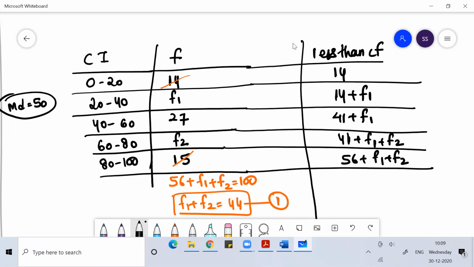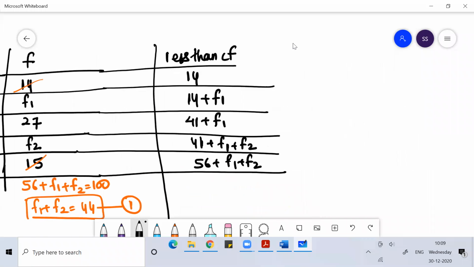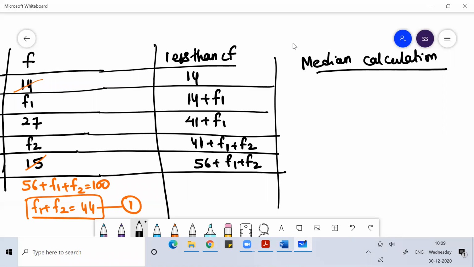Now, how much is your median? The median is 50. So what is the step you need to follow for the median calculation? First step, you will find sum of f by 2. Sum of f is 100, 100 by 2, you will get 50.